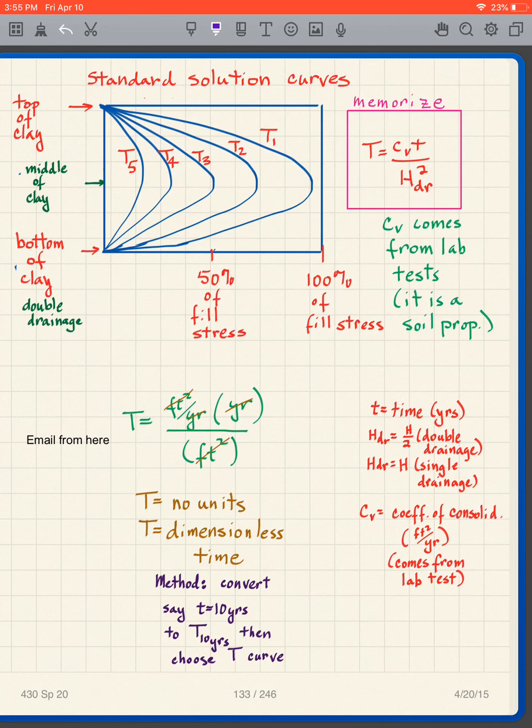And so these are the excess pore pressure curves. This is the bottom of the clay. This is the top of the clay. This is the middle of the clay. And these are the excess pore pressure curve shapes for intermediate times. In other words, this is 100% of the fill stress. And then as we plot, this is 50% of the fill stress.